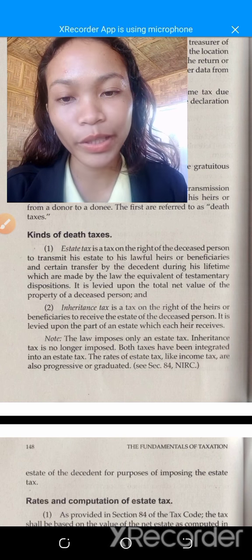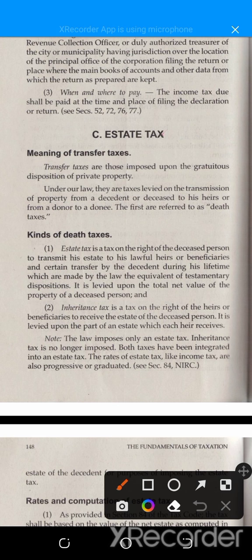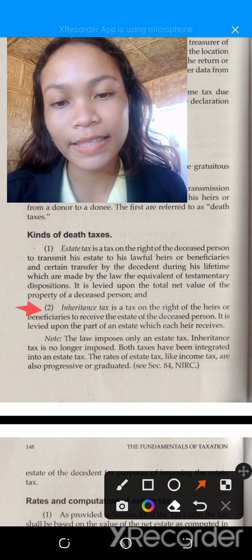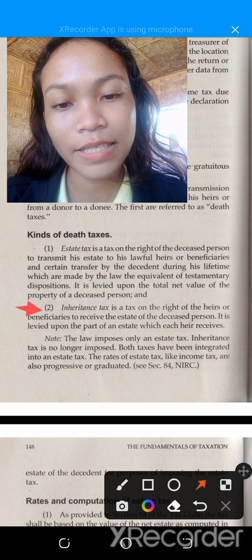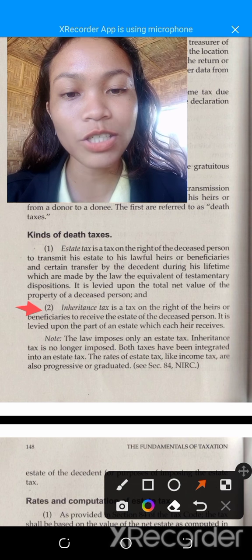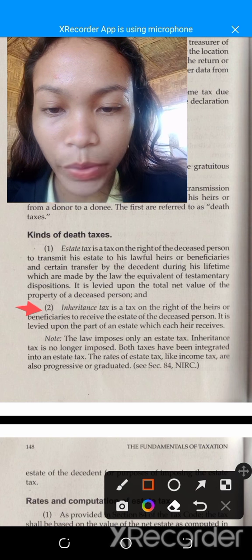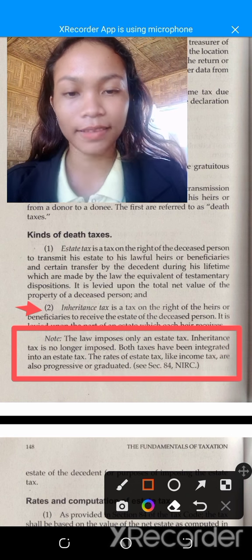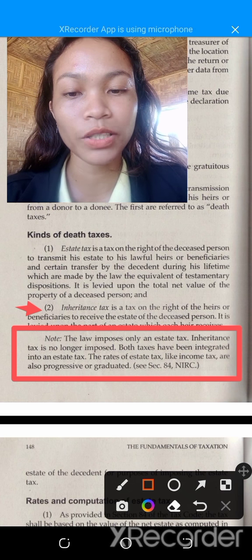So the second one is what we call inheritance tax. Inheritance tax is a tax on the right of the heirs or beneficiaries to receive the estate of the deceased person. It is levied upon the part of an estate which each heir receives. Note: the law imposes only an estate tax. Inheritance tax is no longer imposed. Both taxes have been integrated into an estate tax.